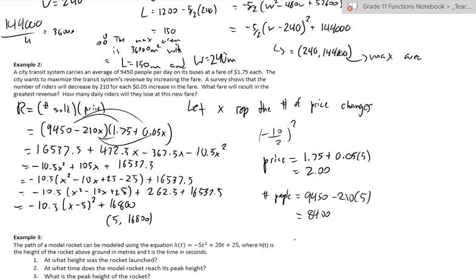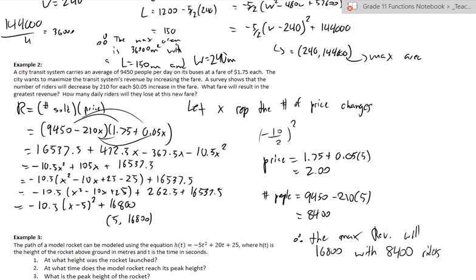So, therefore, the max revenue will be 16,800 with 8,400 riders.